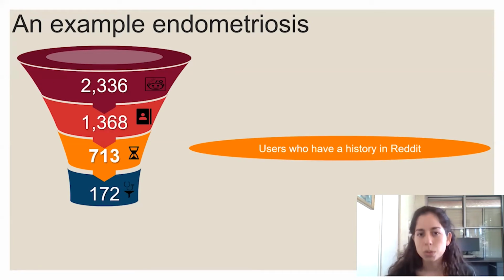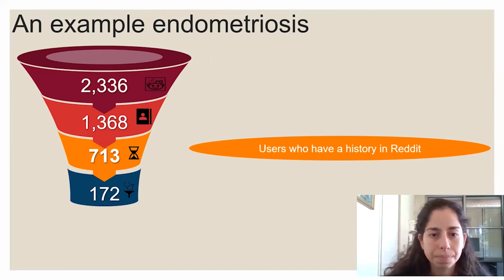The next step was to filter users who have a history on Reddit before writing in a disease-related subreddit. This is to produce a questionnaire that will lead to an early detection of the disease, and to reduce the chance that postings will contain information from the medical inquiry. It left us with approximately 700 users.